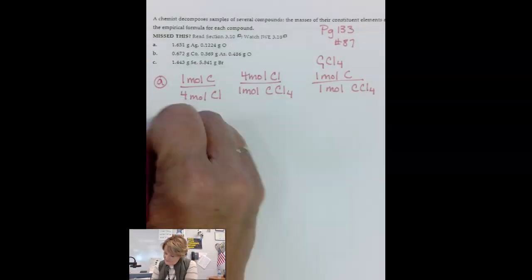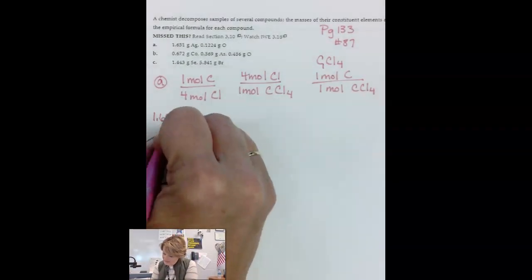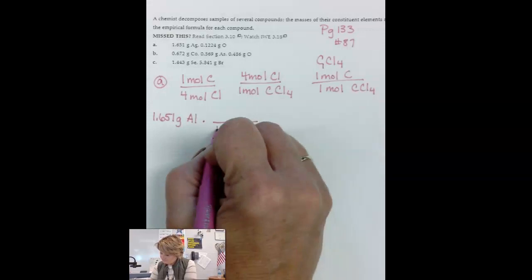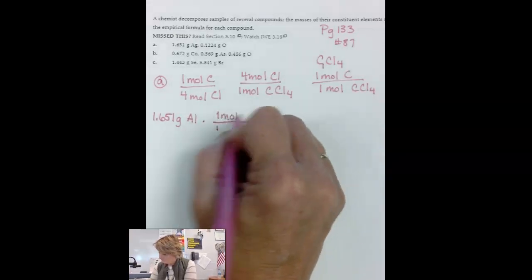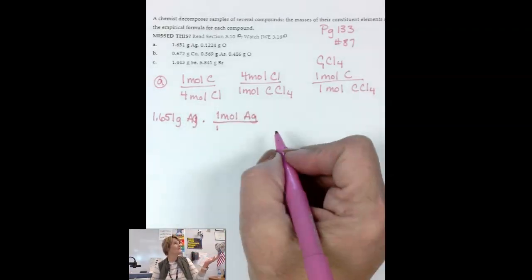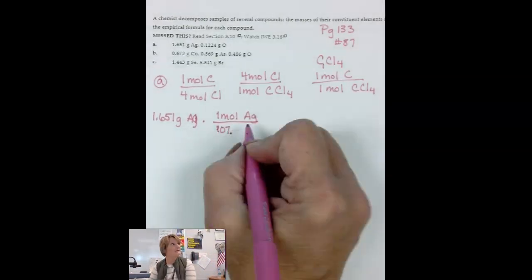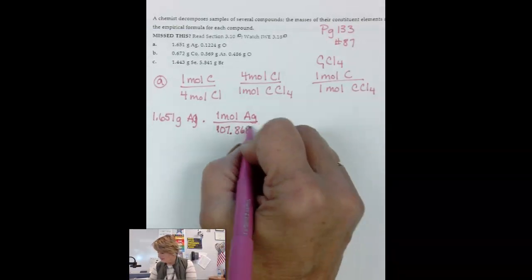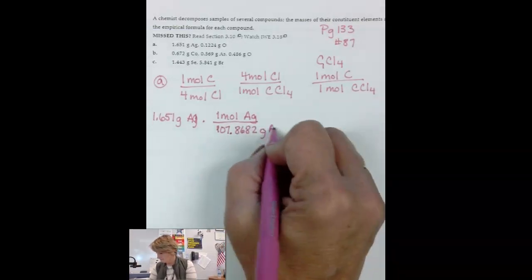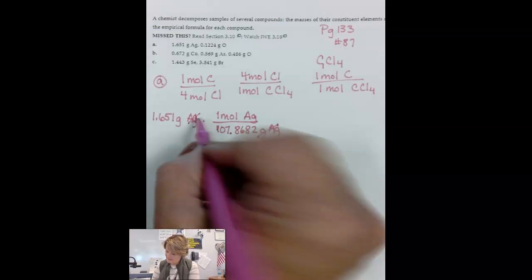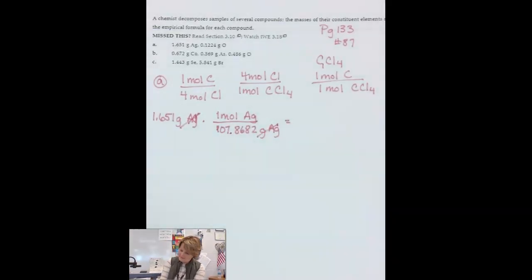So our first step is to take our grams of silver and convert it to moles. Sorry, I put aluminum. 1 mole of silver. And go to your periodic table, find silver. So silver, 107.8682 on my table. Okay, so that's going to get us to moles. Grams cancels with grams. I now have moles of silver. So we're going to compute that.